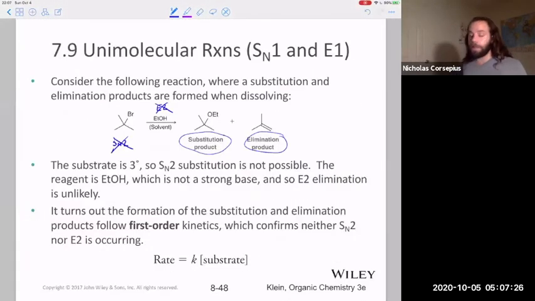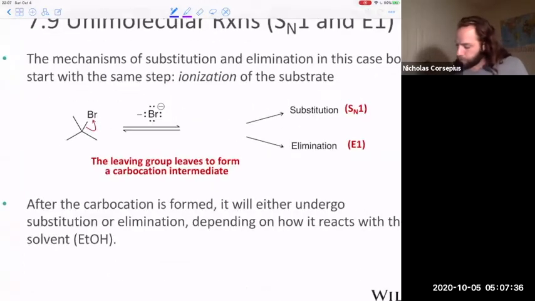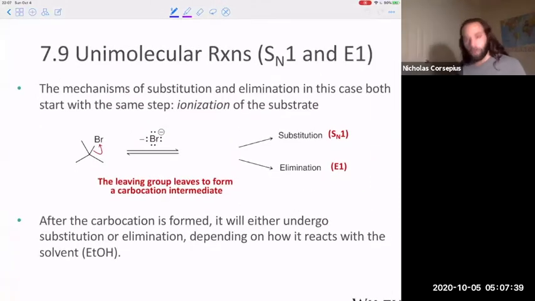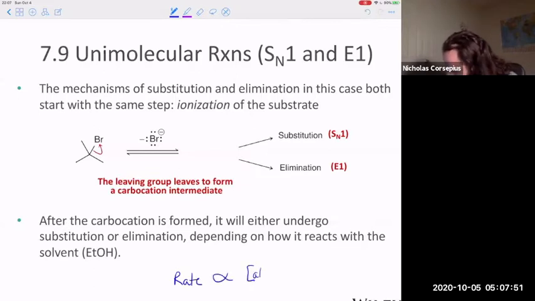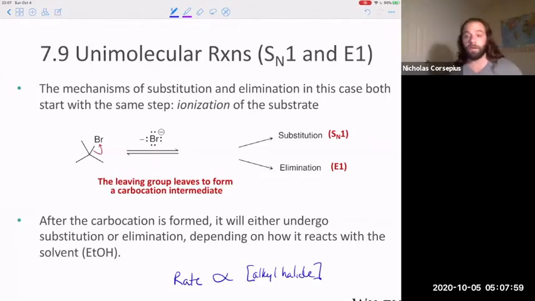This is going to be our stepwise mechanisms, okay? So let's just see what we mean here. Stepwise meaning that there's more than one step involved. Most importantly though, the kinetics are unimolecular, meaning that the rate is proportional to only the concentration of the alkyl halide. The concentration of the nucleophile or the base doesn't affect the reaction rate at all.